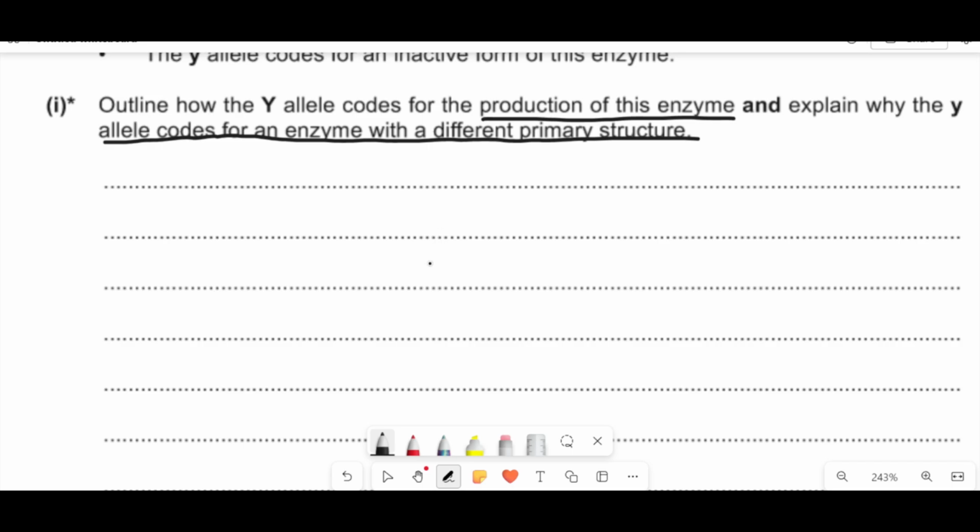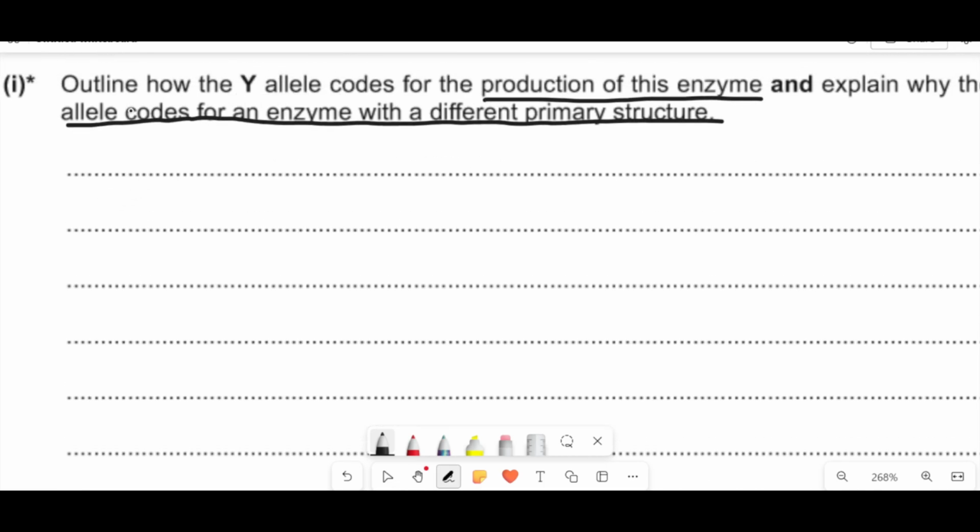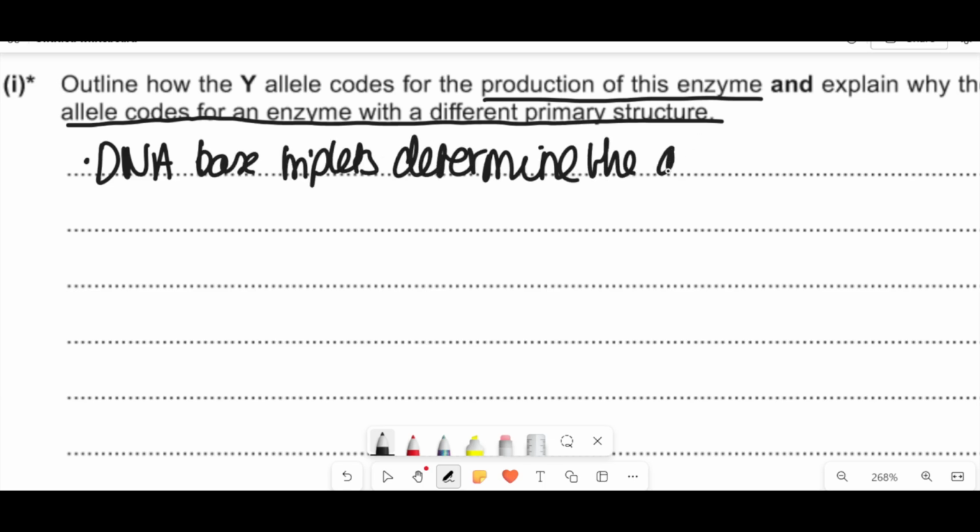And they're like, I don't know. It's because of the DNA base sequence. It's all about that. That's what ends up instructing how this is going to go. So you would write, first of all, how this allele codes for it. Number one is that DNA base triplets determine the amino acid sequence, right?